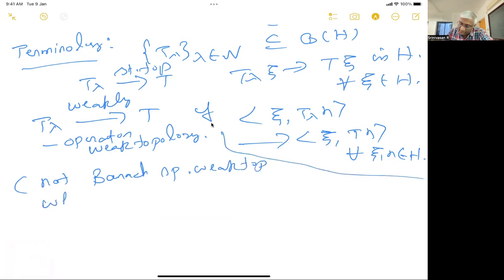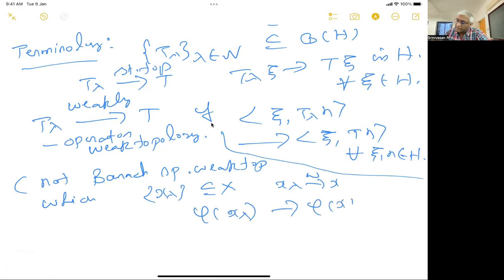In a Banach space, if you have x_lambda contained in some Banach space X, x_lambda converges to x weakly in the Banach space sense if phi of x_lambda converges to phi of x for all phi in X star. For every dual element, if it converges, this is what is called the weak topology in Banach spaces. And this is not that topology. This is the operator weak topology.